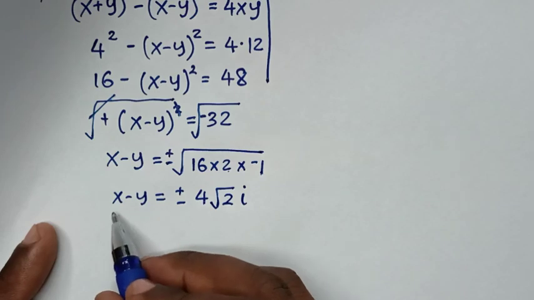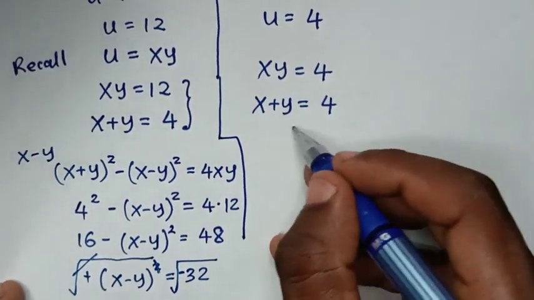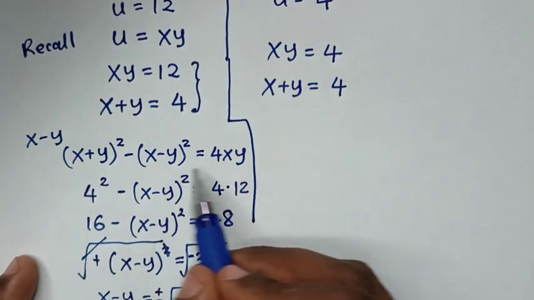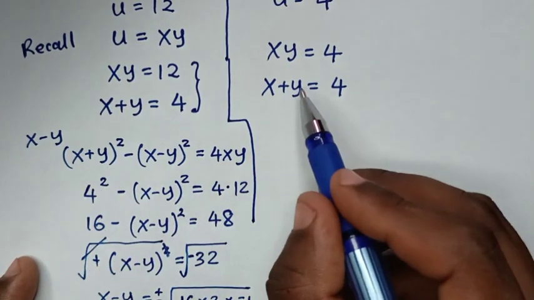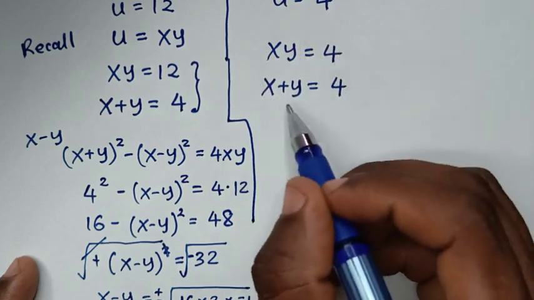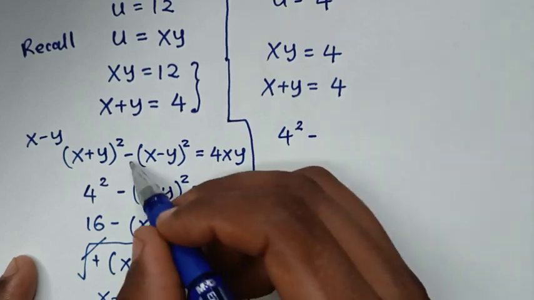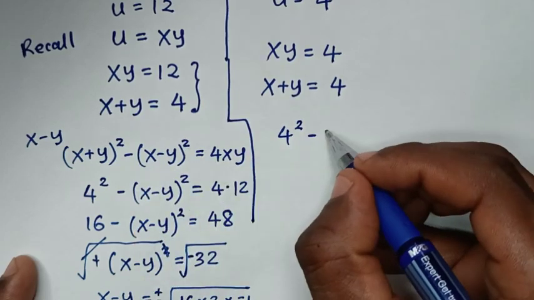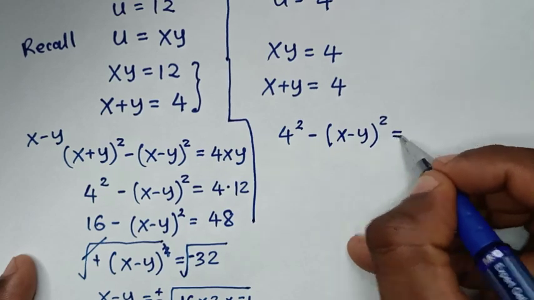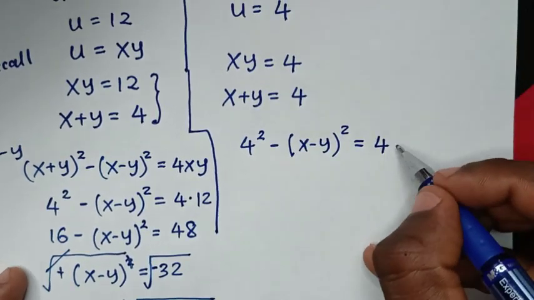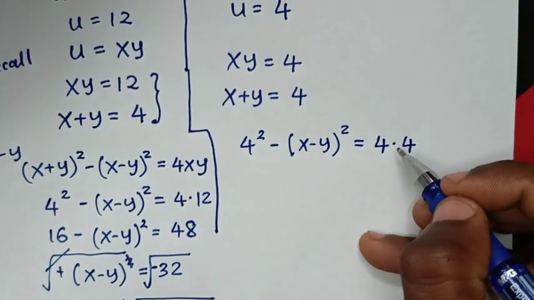Now here we'll get the value of x minus y, and then here also we'll get the value of x minus y. We'll use the same equation, same rule. So for the second solution, x plus y is 4. So it will be 4 squared, then minus (x minus y) squared is equal to 4 times xy, where xy is 4, so it will be 4 times 4.